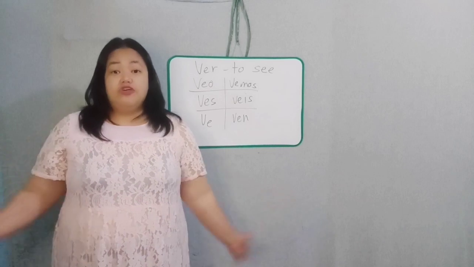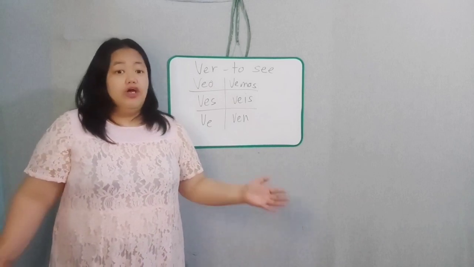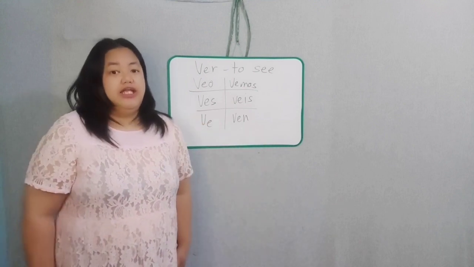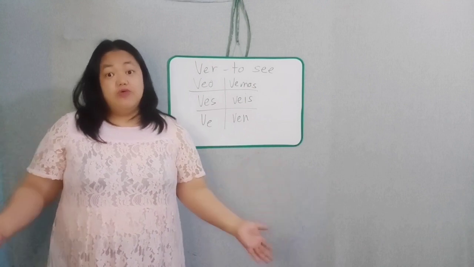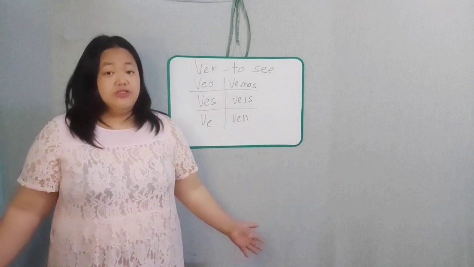Now, you can also negate it. What about if you don't see anything? You can say, no veo nada, which means I don't see anything. And then, to negate it, what if you don't see the letters? No veo las letras, so I don't see the letters.